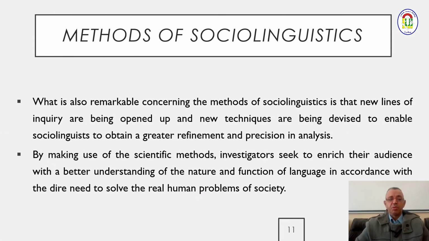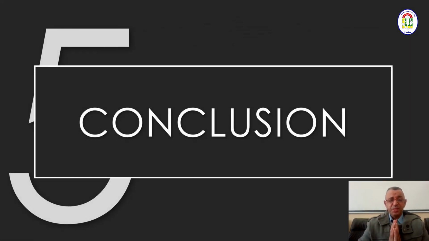What is also remarkable concerning the methods of sociolinguistics is that new lines of inquiry are being opened up and new techniques are being devised to enable sociolinguists to obtain a greater refinement and precision in analysis. By making use of scientific methods, investigators seek to enrich their audience with a better understanding of the nature and function of language in accordance with the dire need to solve the real human problems of society. So this is about the methods used in sociolinguistics. Overall, sociolinguists rely on different methods of investigation, whether quantitative or qualitative.